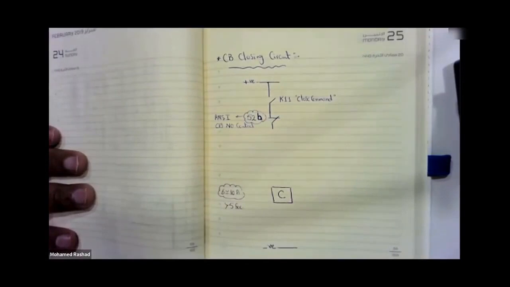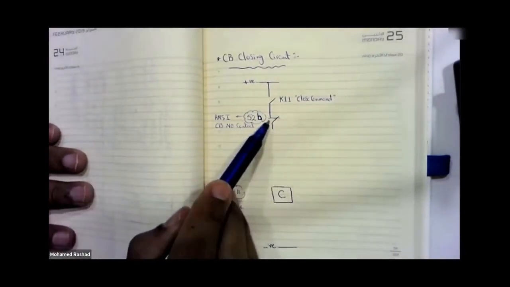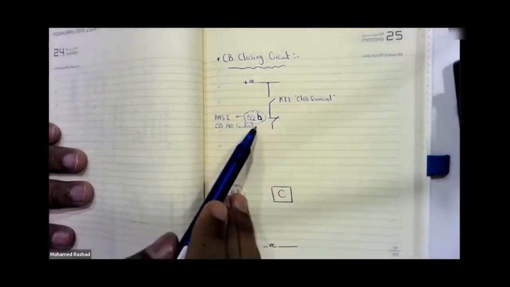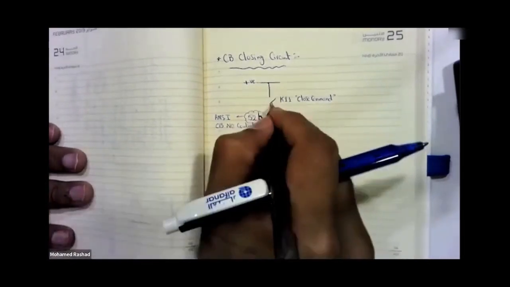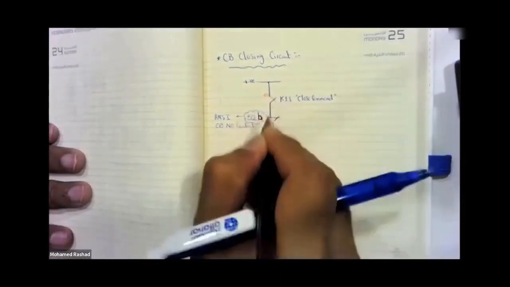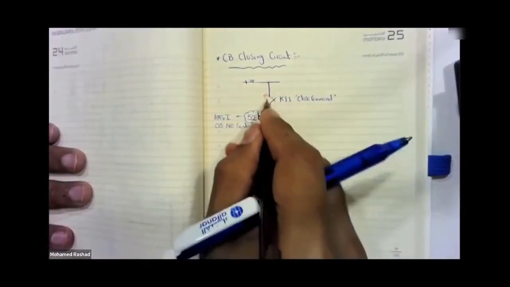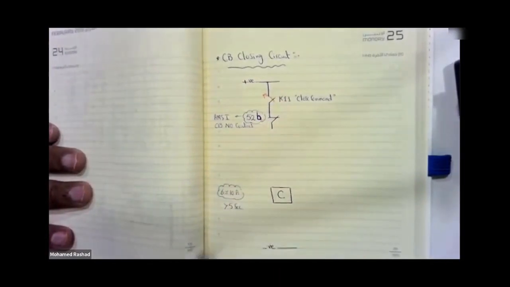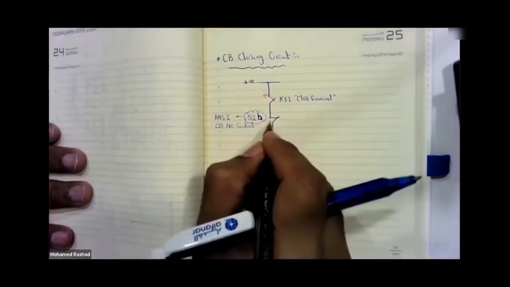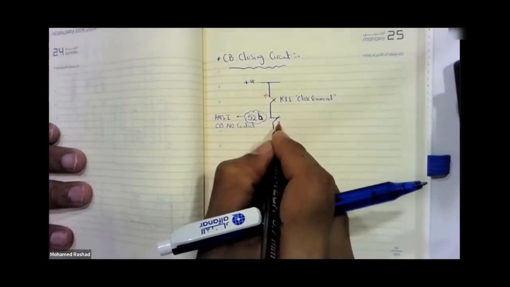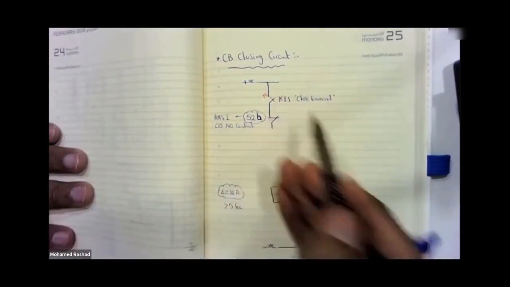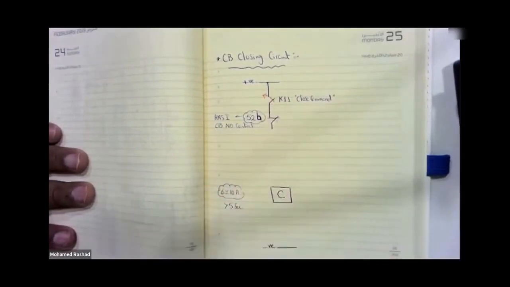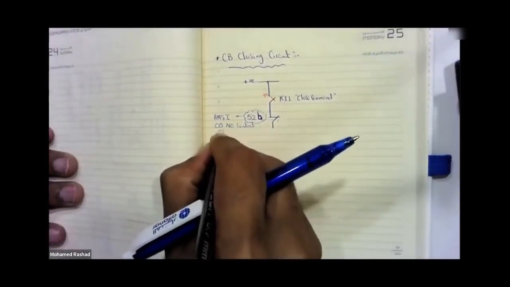Contact. Normally closed. 52B. This normally closed contact, as long as the breaker is open, it remains normally closed. What is its purpose? Its purpose is that when I give a close command and the breaker is indeed open, the positive will go to the close coil, so the breaker closes. Just as the breaker closes, this contact will open again. So if this contact opens, even if you give the close command again, the DC will not reach the closing coil, and this is what we call the anti-slam.